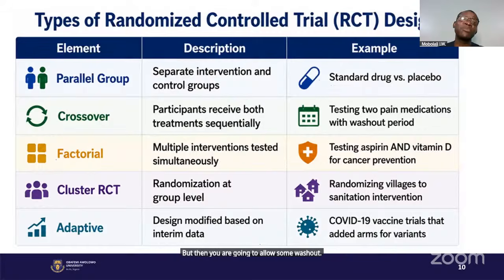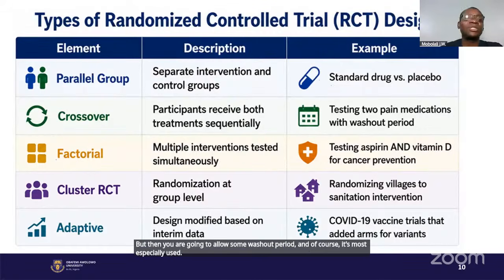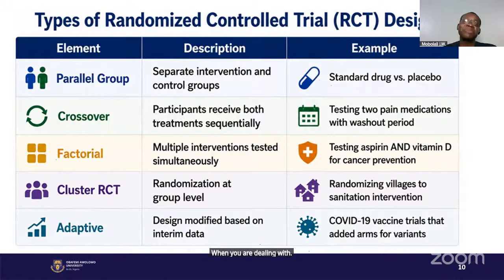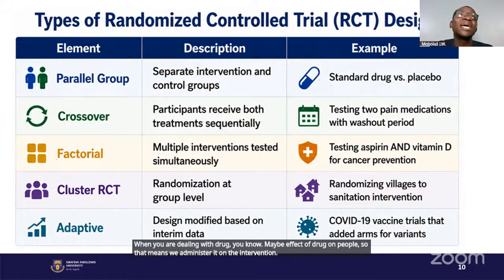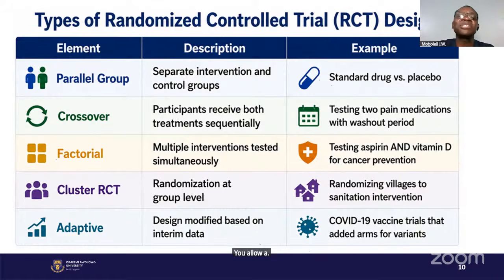And of course, it's most especially used when you are dealing with drugs, maybe the effect of a drug on people. So that means you administer it on the intervention group, and then you allow a washout time, and then you also administer it on the control group. And then you look at the effect, pre and post for both. Then you'll be able to see. And the essence of this is to control for possible individual differences or reactions or other external factors that might be taking place in the study participant.